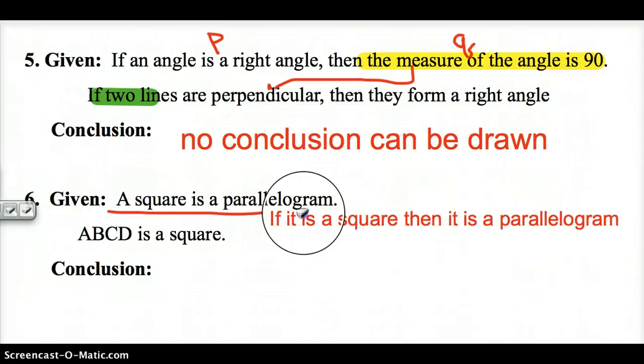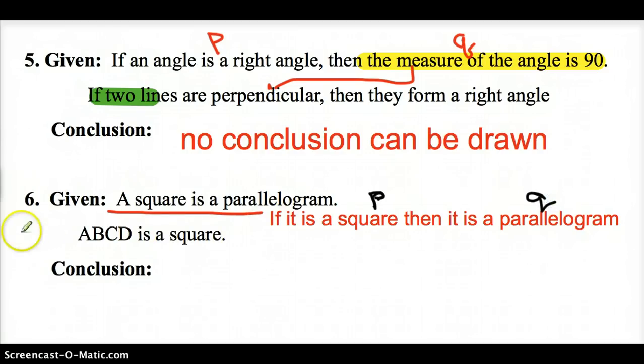And I have it written right here. If it is a square, then it is a parallelogram. And I'm just thinking that out loud. I could write that down. If it is a square would be my Q, then it is a parallelogram. I'm sorry, is P. If it is a square, that's my P part. If it is a parallelogram, that is my Q part.